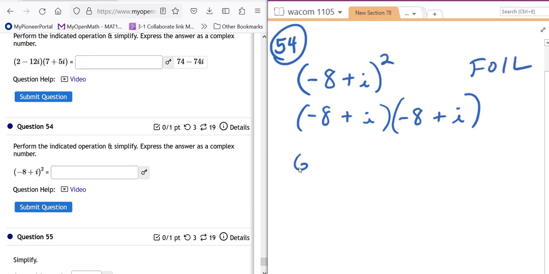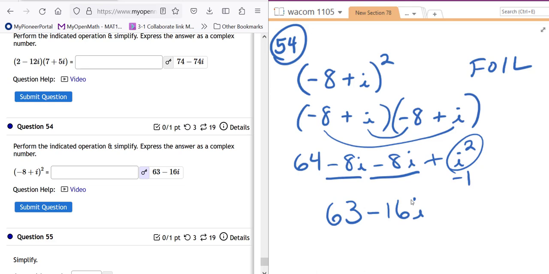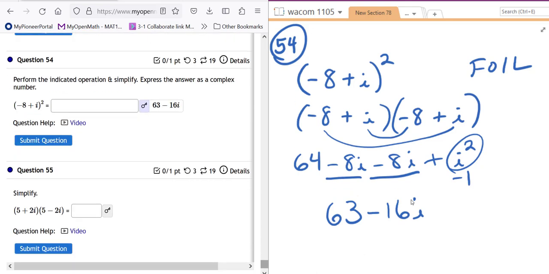So this will be 64 minus 8i, inside minus 8i, and plus i squared, which is going to be negative 1. So 64 and a negative 1 is 63. i terms go together, so it gives us a negative 16. Keep the i. So just to make sure you don't fall for that issue.